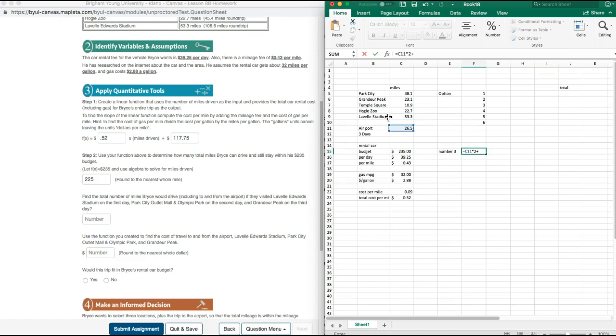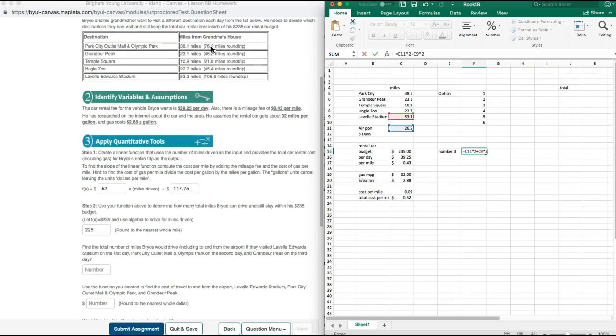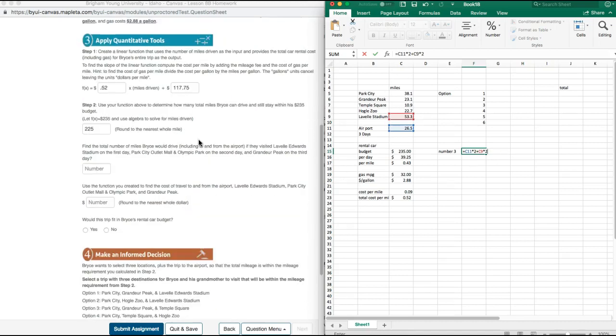Grandma's house. So we're going to add this, and we want to get back, so times 2. If you were doing this on your own, maybe type in the double numbers. Then you wouldn't have to times by 2 both times. Lavelle Edwards Stadium. Okay, Park City. So we have Park City here. Oh, I forgot to press add. Add Park City times 2.